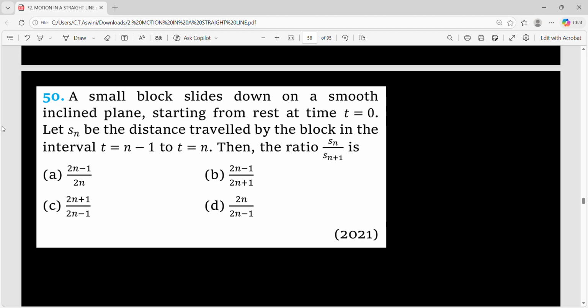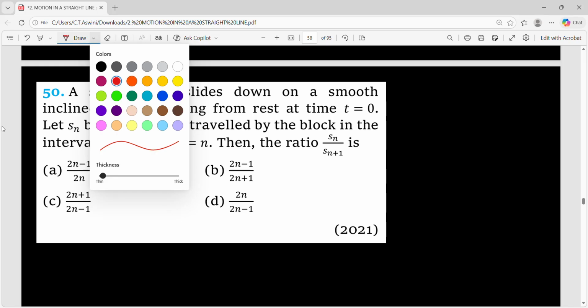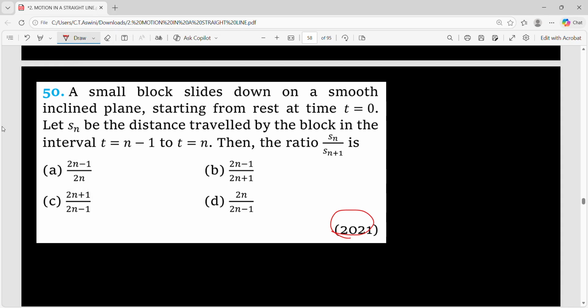There is one more question which was asked in 2021 NEET exam. So try to solve it on your own. It's like the same previous problem. You have to find the ratio. A small block slides down on a smooth inclined plane. Smooth in the sense frictional parameters, all of them are 0. Starting from rest, that means initial velocity of the body is 0 again. Let Sn be the distance traveled by the block in the nth interval. You have to find the ratio of this Sn by Sn plus 1.